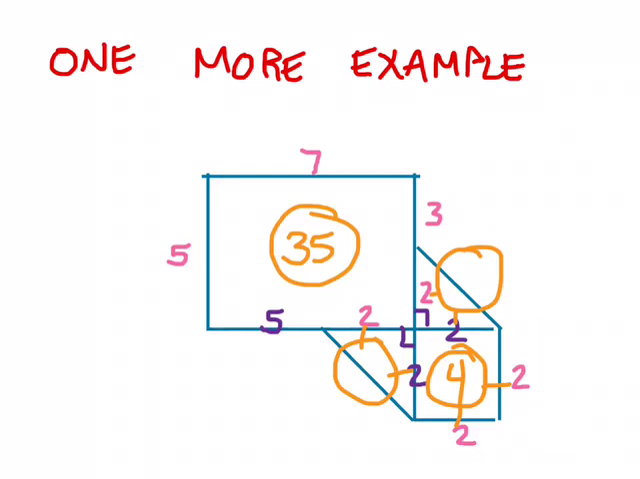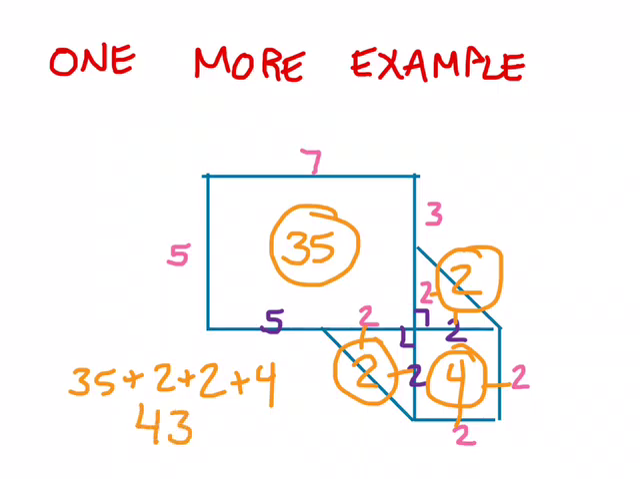So base times height divided by 2. 2 times 2 is 4, and if I halve that, it is going to be 2 again. So each of these is going to have an area of 2, meaning my entire area for the whole thing is going to be 35 plus 2 plus 2 plus 4. Making my area for the entire thing, I believe, 43.